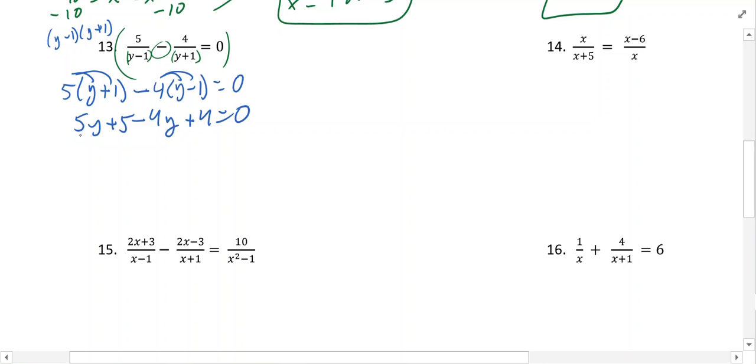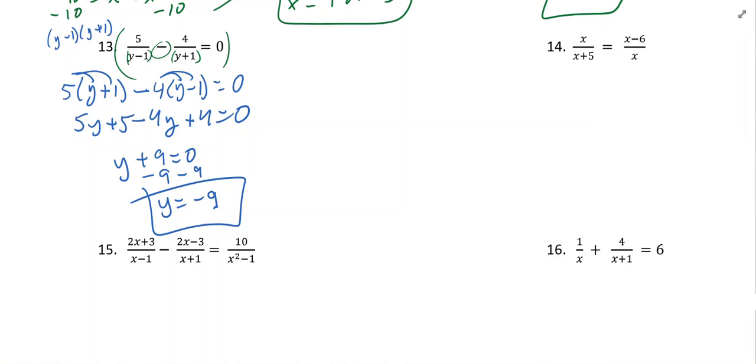Then I'm going to combine my like terms. 5y minus 4y leaves me with 1y. And 5 plus 4 is going to give me a positive 9 equals 0. Well, remember I need to solve for y. So I'm going to subtract 9 from both sides. So I get y equals negative 9. And then you just want to check. If you plug in y for negative 9, make sure it doesn't end up as 0, and it doesn't. So then that's your answer. Okay, so number 14 is a proportion.